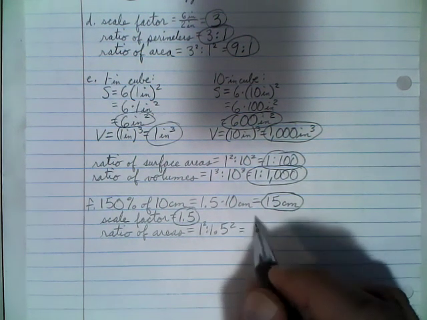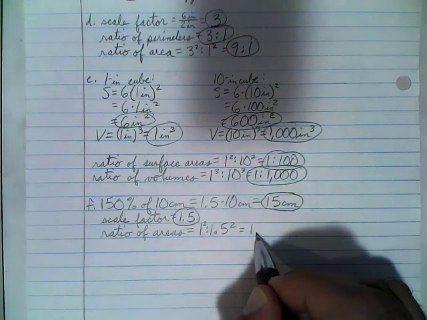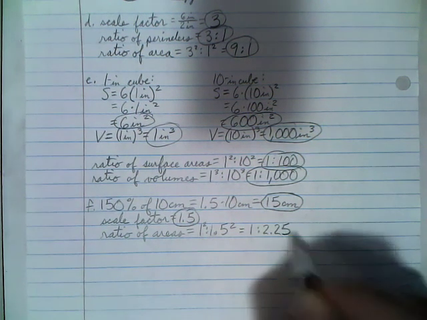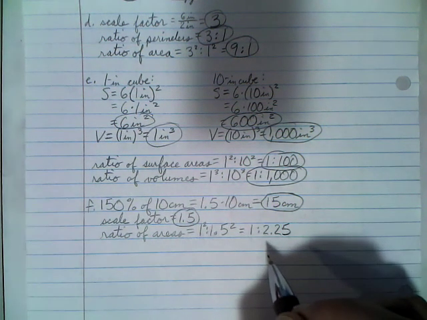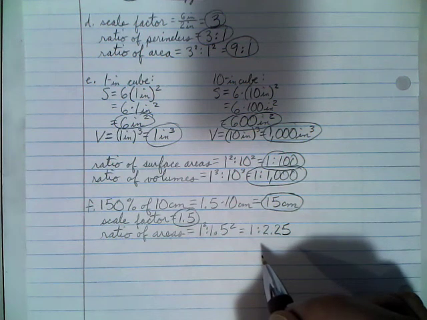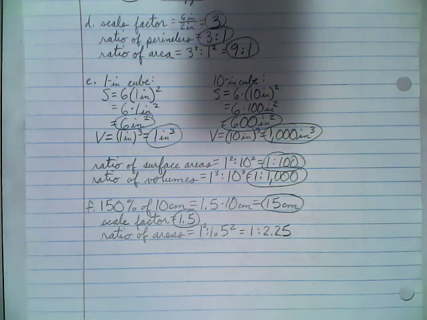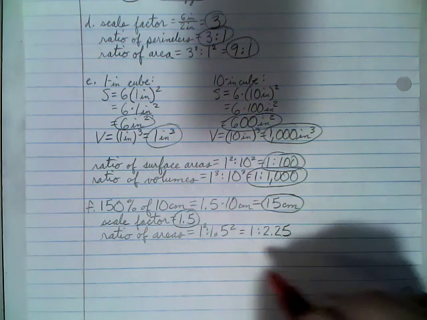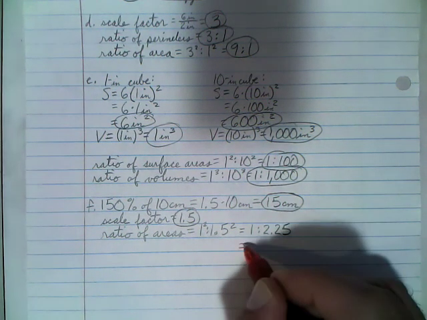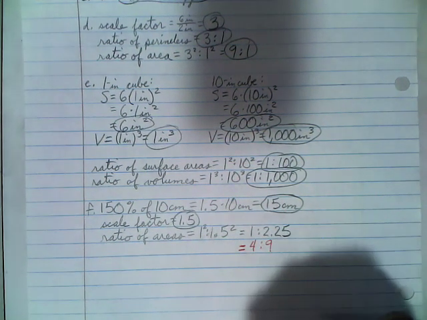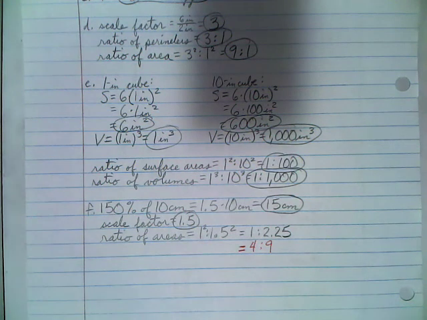Square them both, and this is a 1 to 2.25 ratio. Now that ratio could work. Another thing we could do is multiply those both by 4, and that gives me a 4 to 9 ratio. Now the book asks for a decimal, so I would give them a decimal.